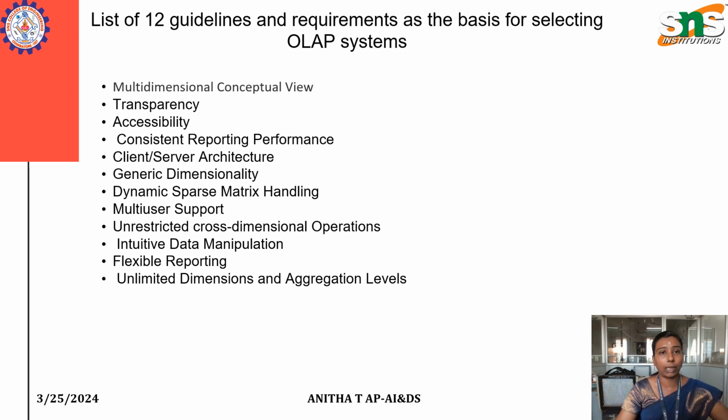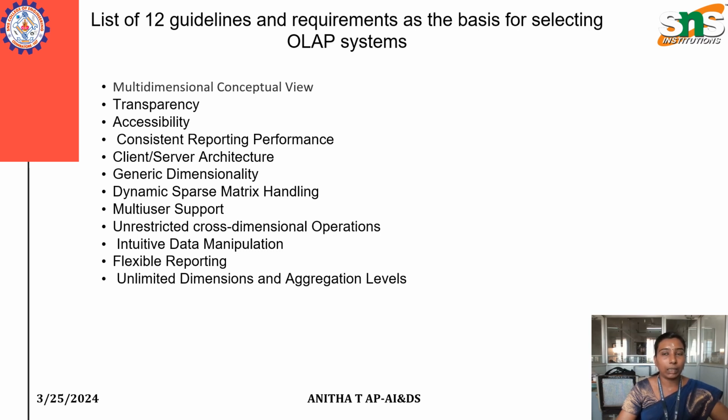Next, coming to some of the guidelines, there are 12 guidelines and requirements that are the basis of selecting an OLAP system. One is the multi-dimensional conceptual view. This is the central feature of OLAP systems. By needing a multi-dimensional view, it is possible to carry out methods like slice and dice.